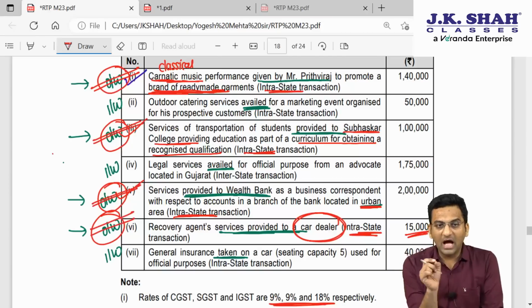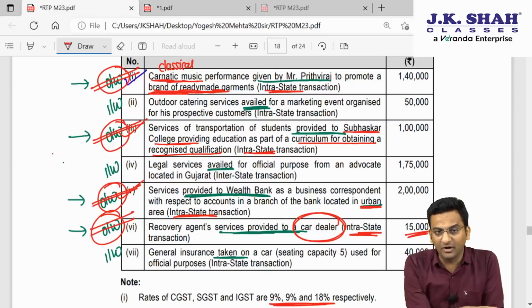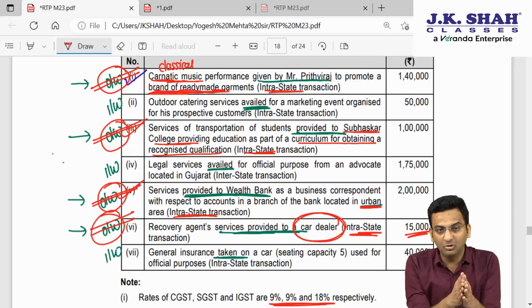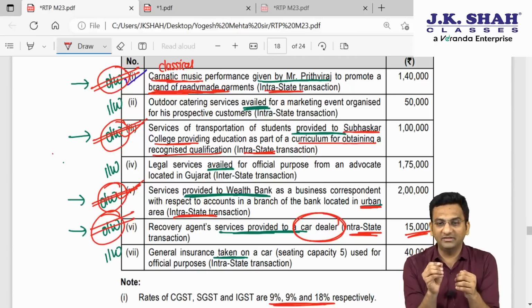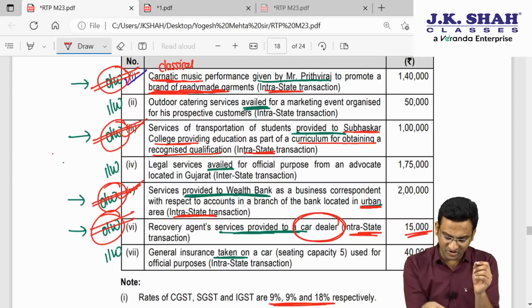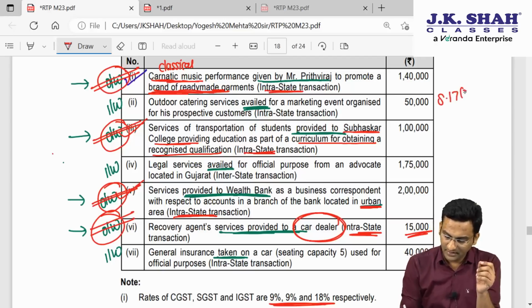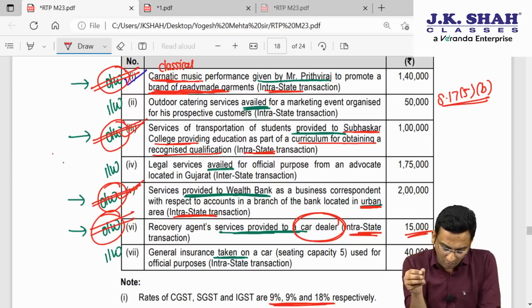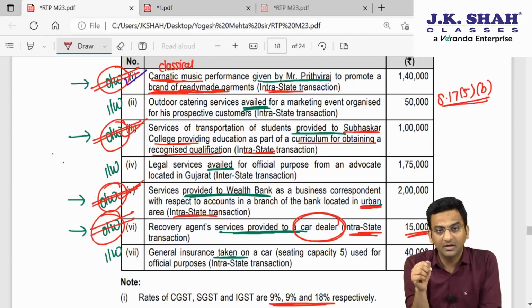The point number 2, outdoor catering services availed for marketing event organized for his prospective customer. If you do remember, friends, outdoor catering services are availed, so it is inward supply. Outdoor catering services are blocked under section 17 subsection 5. And if you precisely remember, then the clause was B. So it is blocked under section 17 subsection 5 clause B. Outdoor catering services availed for marketing event organized for his prospective customers.